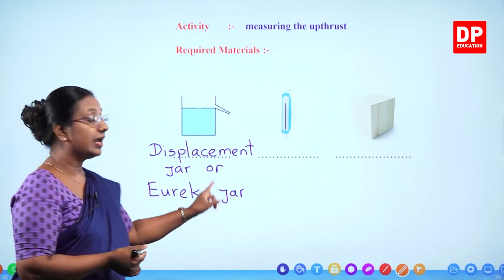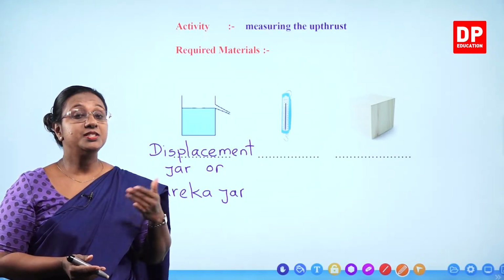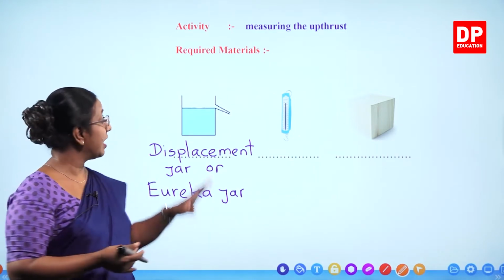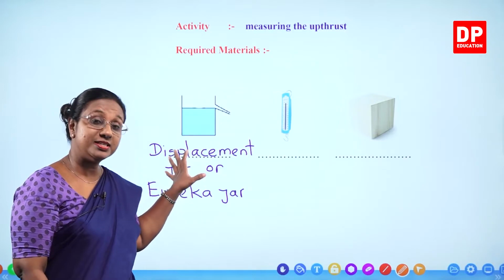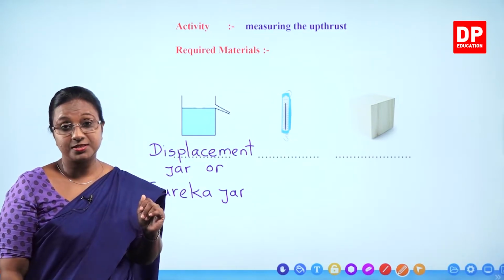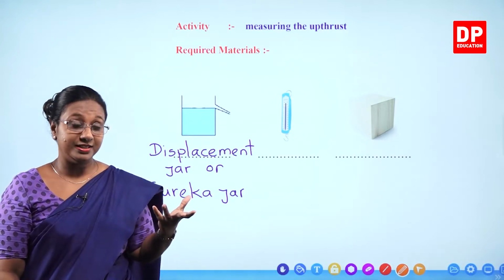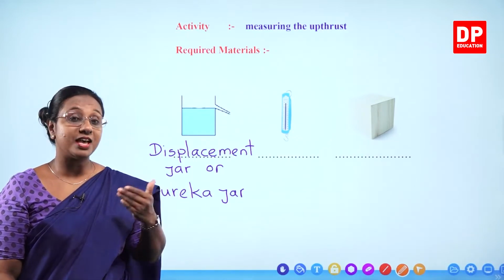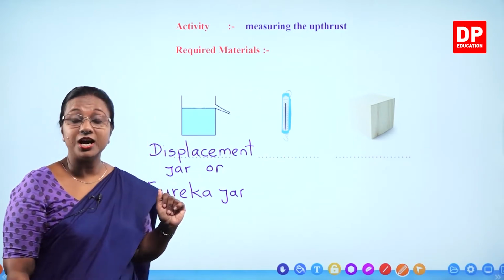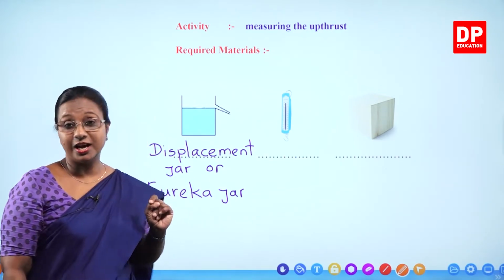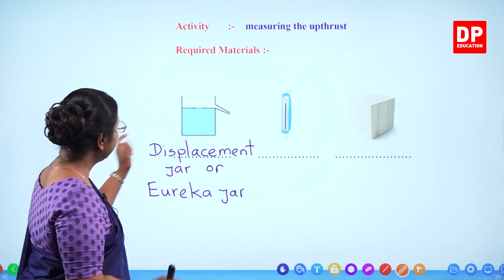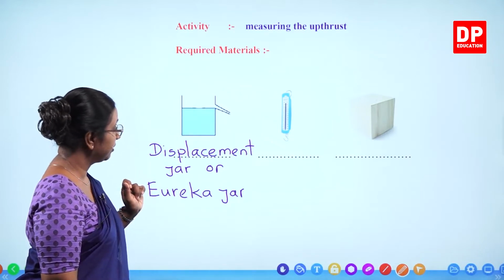The name Eureka means victory. It's actually Archimedes, a great philosopher. He was the one who came up with this, or he is the one who explained this concept of upthrust. So when he identified that, when he realized that, he was actually screaming Eureka. So that's why the displacement jar is also called as Eureka jar. I'm sure you all would have heard of that story before. So we need a displacement jar or an Eureka jar.